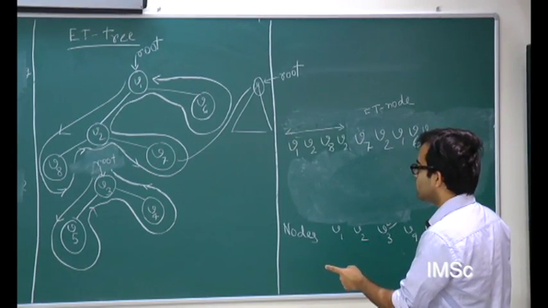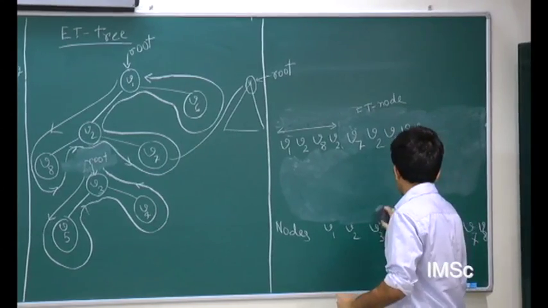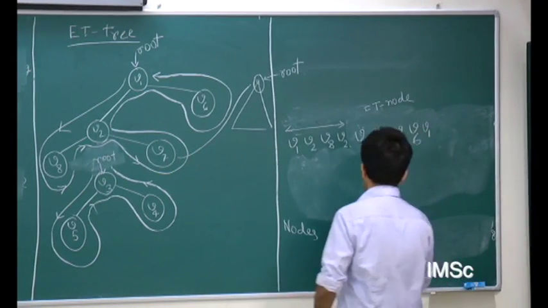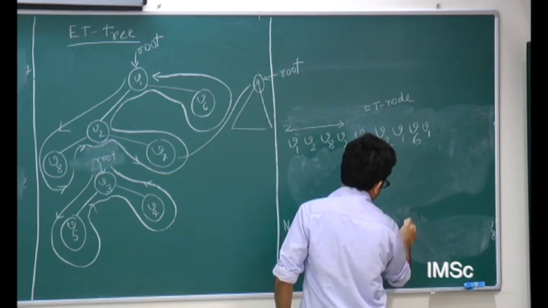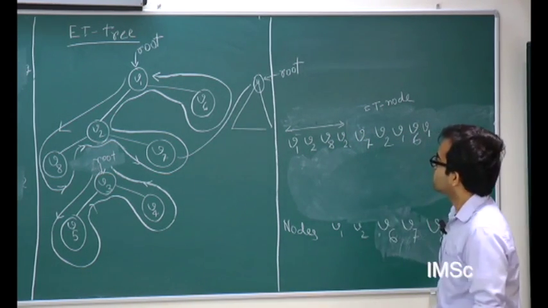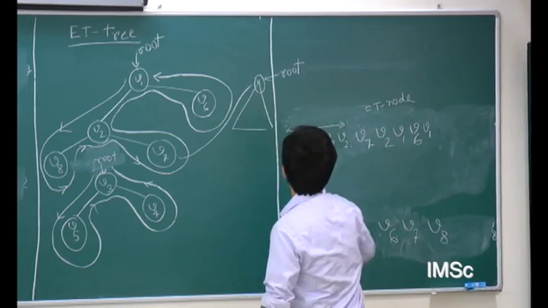And v3, v5, v4. I have to cut this thing. Here is v3, v5, v4. So v6, v7, v8. Okay. So now I say that insert v7, comma u.